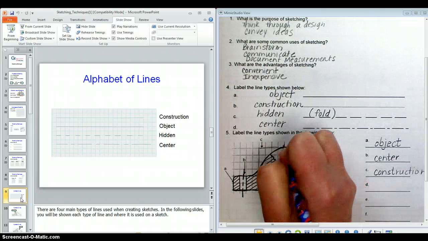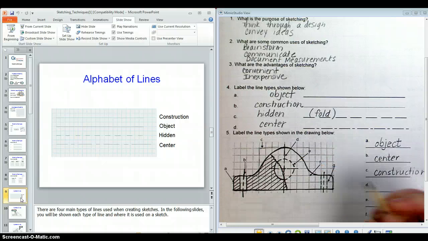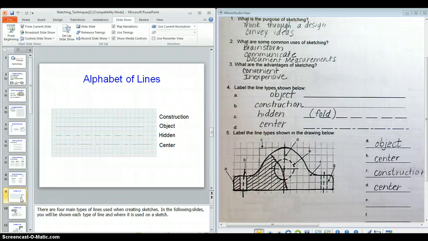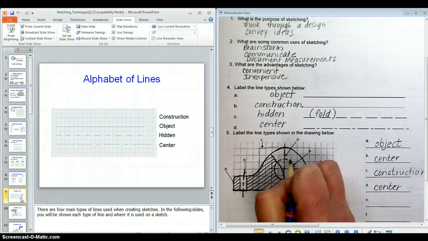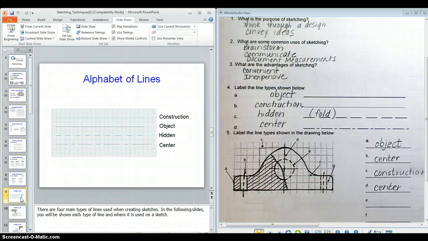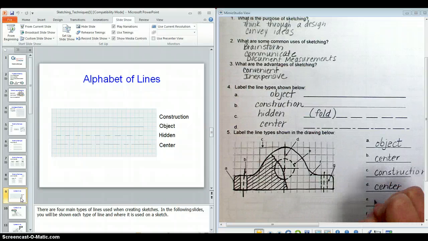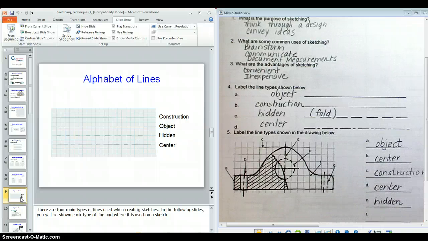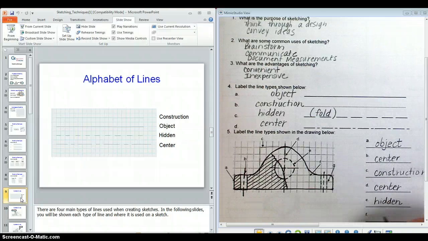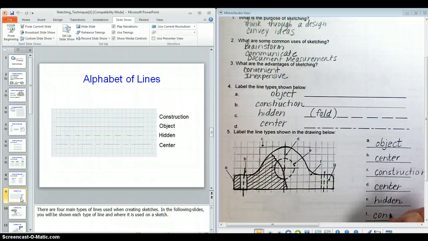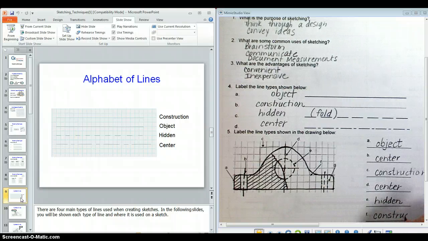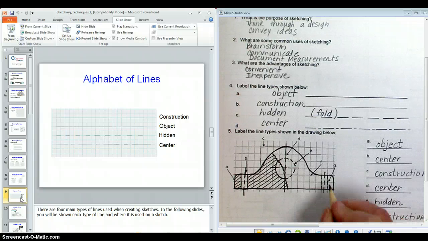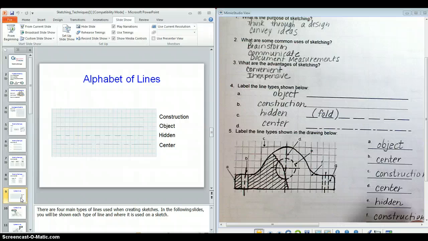D is a long, short, long. That is a center line. E, those are even dashes, so that is going to be considered a hidden line. F is considered a construction line. And G is a hidden line.